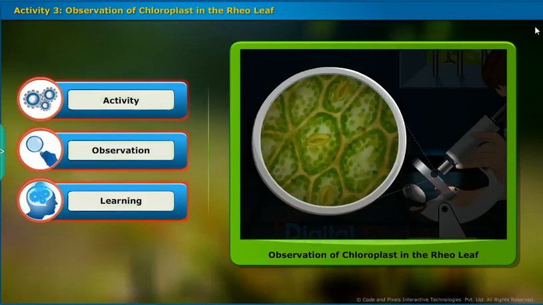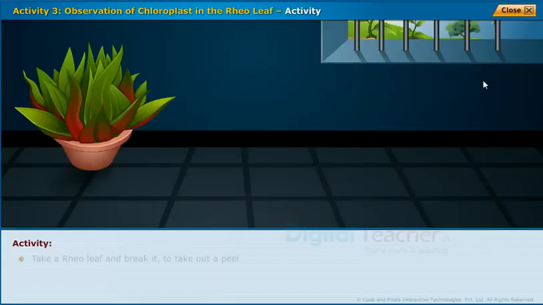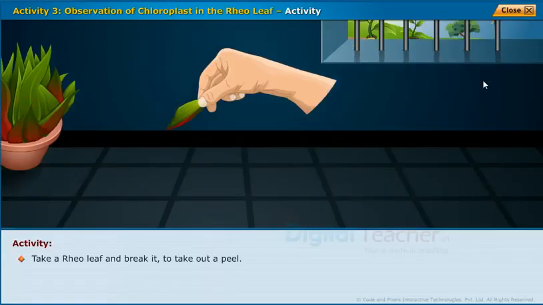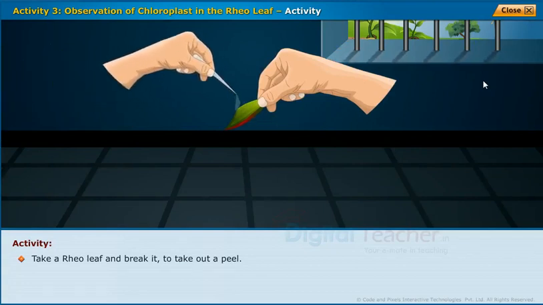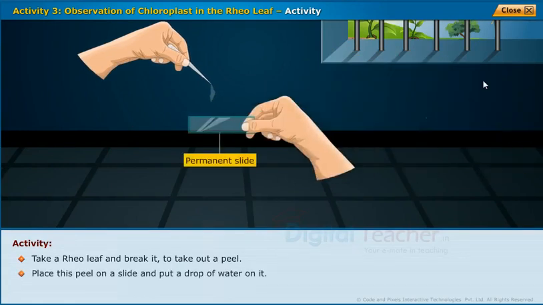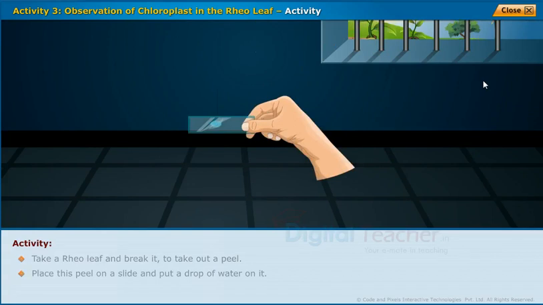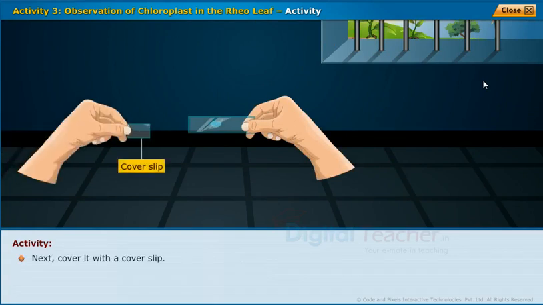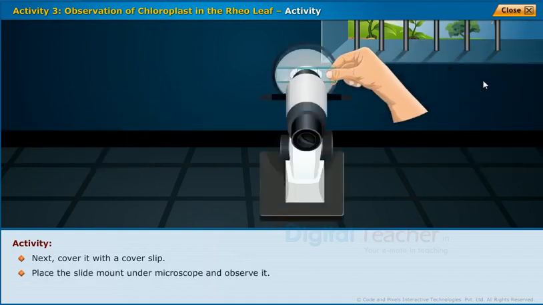Here, let us perform an activity to observe the chloroplast in a real leaf. Click each tab to know more. Take a real leaf and break it to take out a peel. Place this peel on a slide and put a drop of water on it. Next, cover it with a cover slip. Place the slide mount under a microscope and observe it.